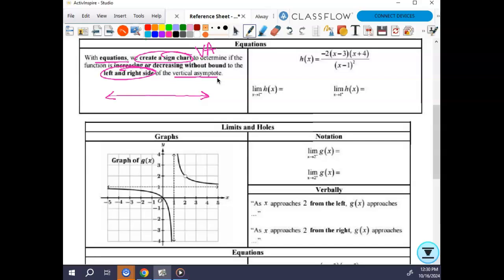And here's why. Where's my vertical asymptote here for h of x? 1. So it's at x equals 1, right? So I know 1 has to go on here, but I also need to put my zeros. So I have 2 zeros, and I have an asymptote. So I have a 0 at negative 4, and then an asymptote at 1, and a 0 at 3.